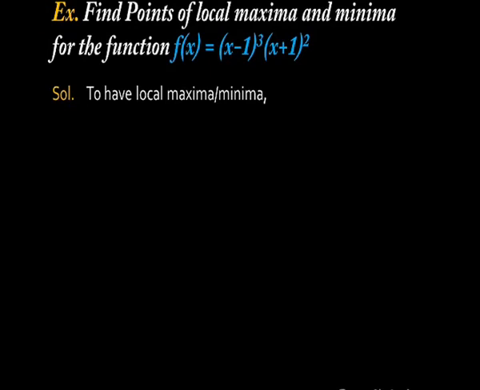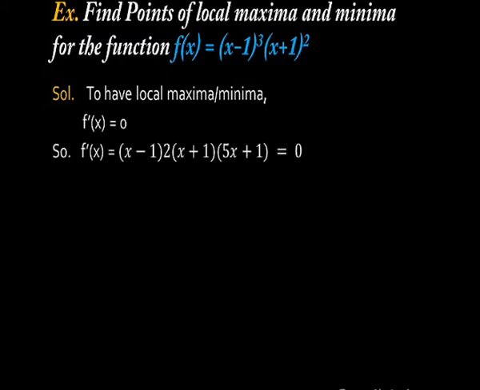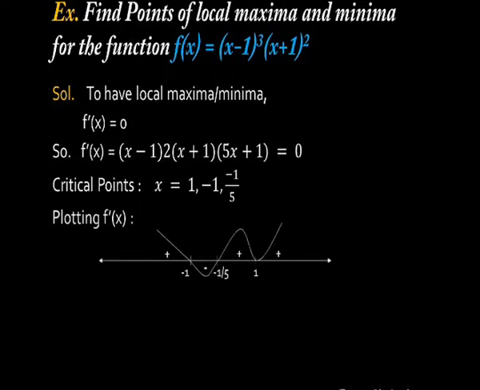Let's consider this particular example. To have a local maxima or minima, what was the necessary condition? That f prime x should be equal to 0. So let's put that. If I put f prime x, the first derivative of f of x, equal to 0, I get three values of x: x equals 1, minus 1 and minus 1 upon 5. And if I plot that curve, this is how it will look.